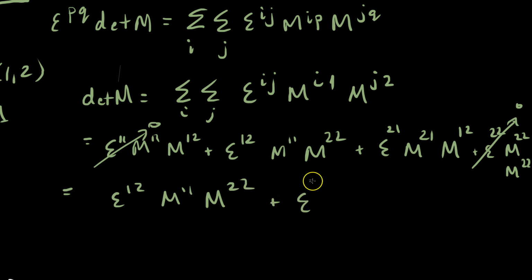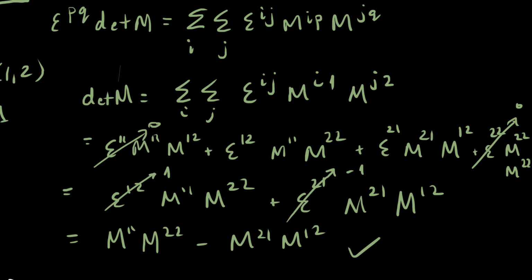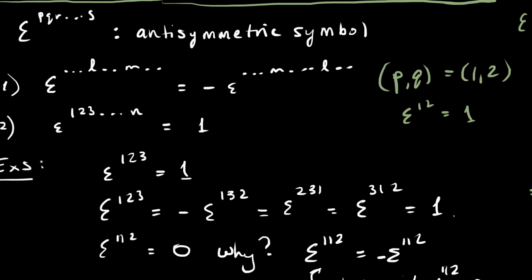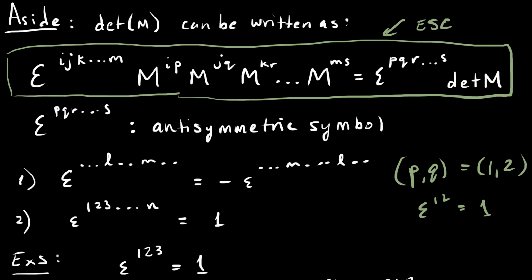I think you guys could already see what's happening here. Plus epsilon 2, 1, M21 M12. This guy is 1, and this guy is negative 1, because we have 2, 1. So we flip the numbers, so we have to change the sign. So this is nothing more than M11 M22 minus M21 M12. And this, as we've seen for the millionth time already, is indeed the determinant of a 2 by 2 matrix. So we have another way of writing the determinant. That's cool.